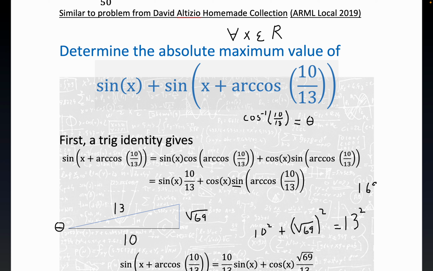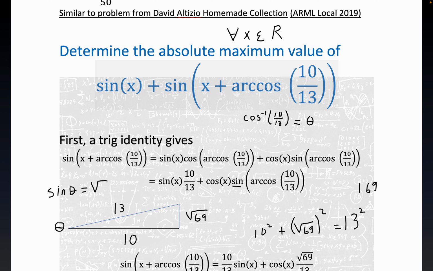And so 10 squared is 100. The square root of 69 squared is 69. 100 plus 69 is 169, which is equal to 13 squared, all right? So we do know that the sine of theta, let me write it right over here, the sine of theta equals the square root of 69 over 13.